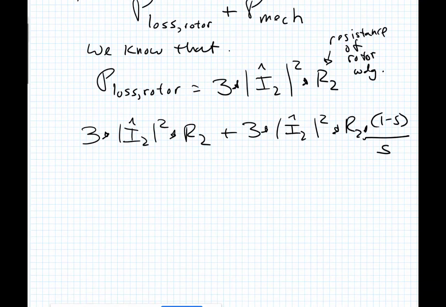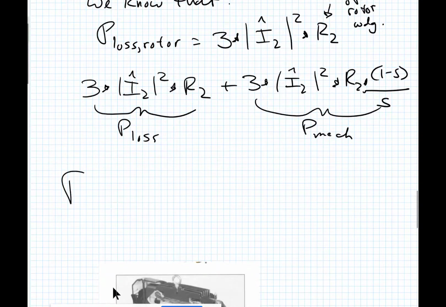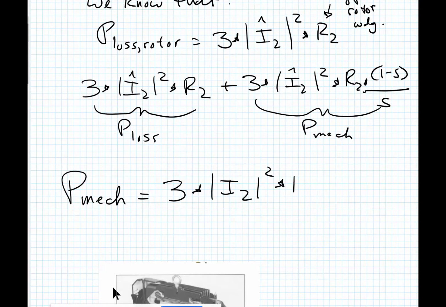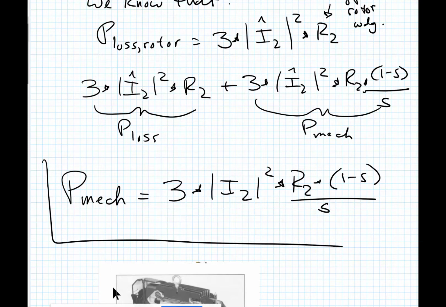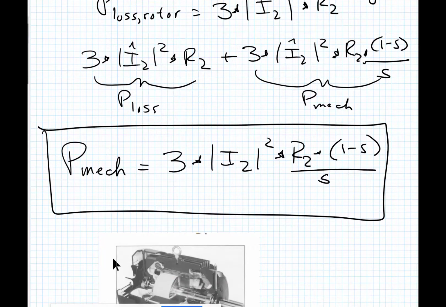And so we have broken it up. This is the P loss, and this is the P mechanical. So we know the P mechanical, from which we can find the torque, is 3 times the current in the rotor squared times R2, (1 minus the slip) over the slip. That's your mechanical power applied to the shaft of the rotor.